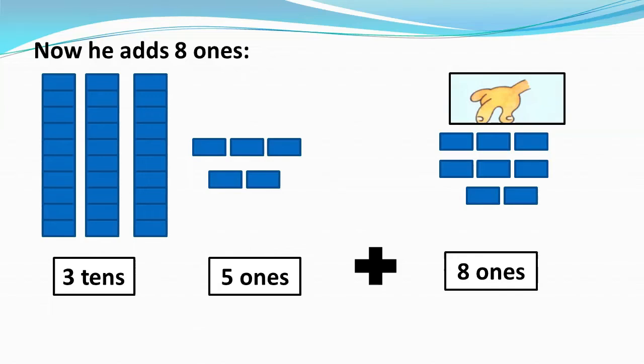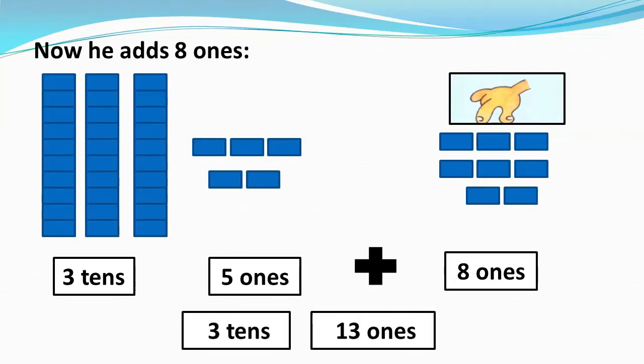5 ones and 8 ones makes 13 ones. And how many tens are there? 3 tens. So we will write 3 tens here. The greatest number we can write in ones is 9. But here 13 is greater than 9. That's why we cannot write 13 in the ones column. That's why Adil knows he must change his ones.